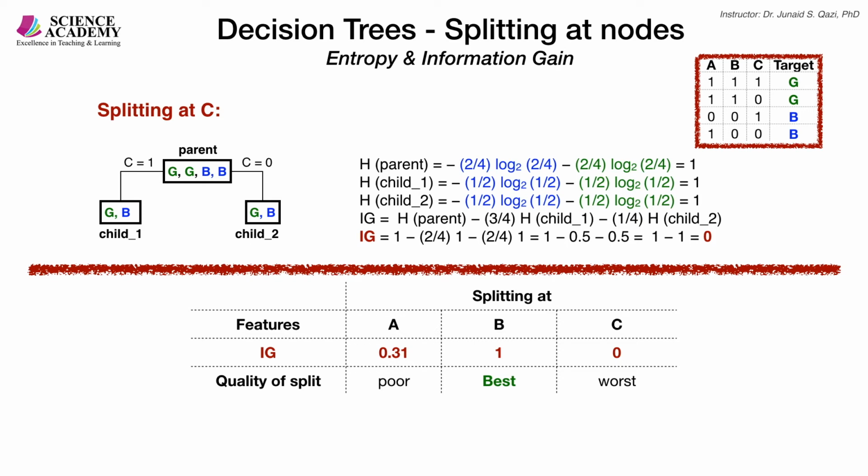From the table, we clearly see that the maximum information gain is when we split at B. So, splitting at B is the best option because we want to maximize the information gain while splitting. C gives the worst split, where A is somewhere in between, but still B is the best, which is chosen.